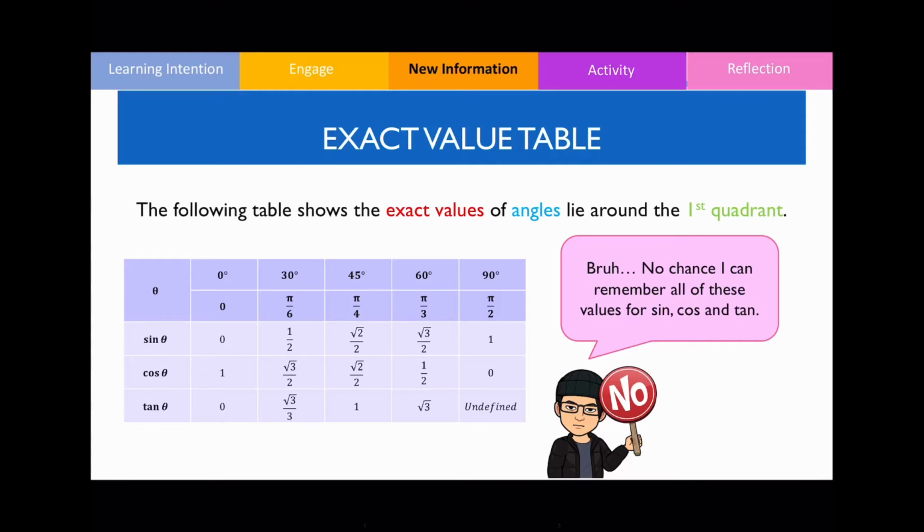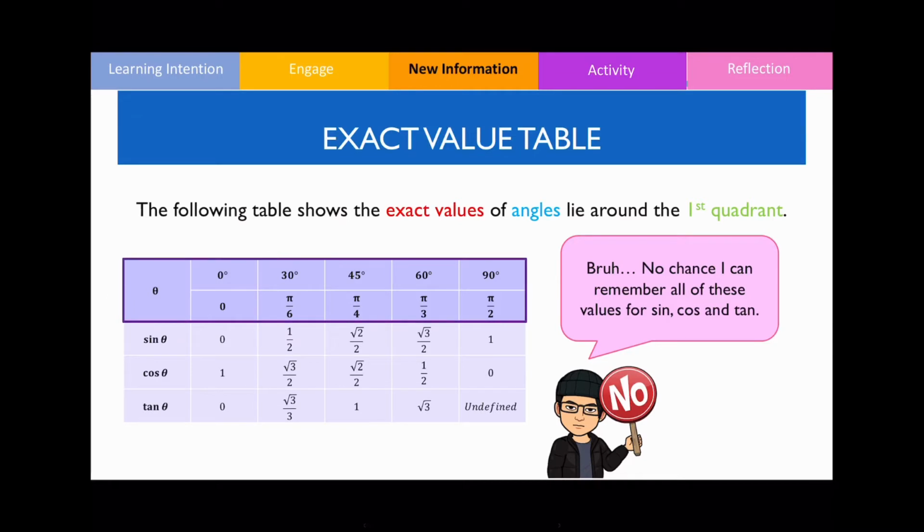How am I going to remember all of the exact values for sine, cosine, and tan? So I'm going to show you a few tricks that help me memorize the exact value table. But first, before that, I want to quickly go over the radians and degrees equivalent, okay?